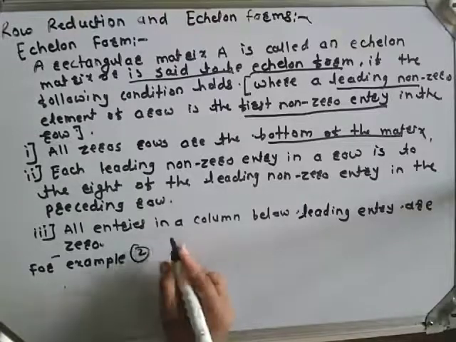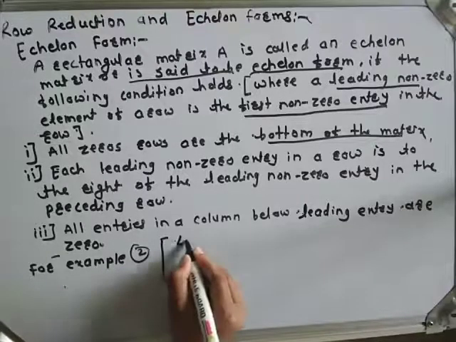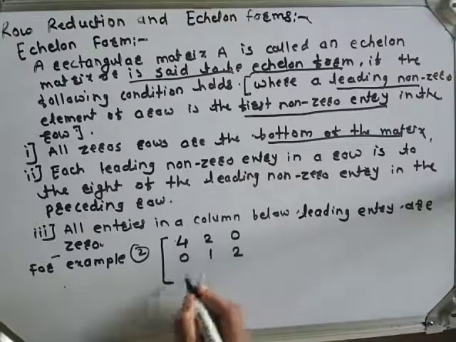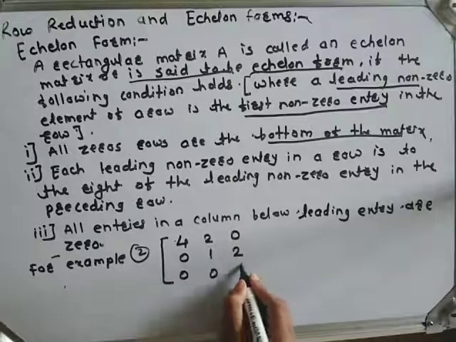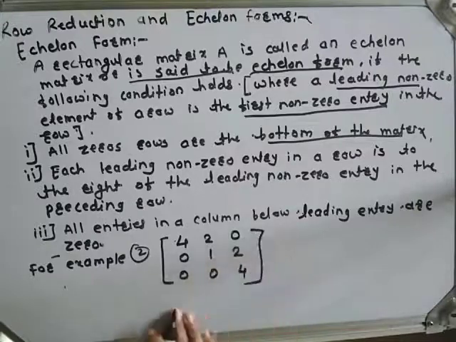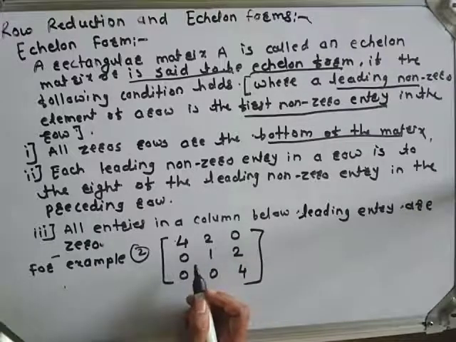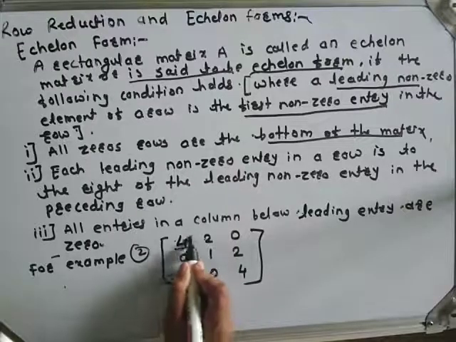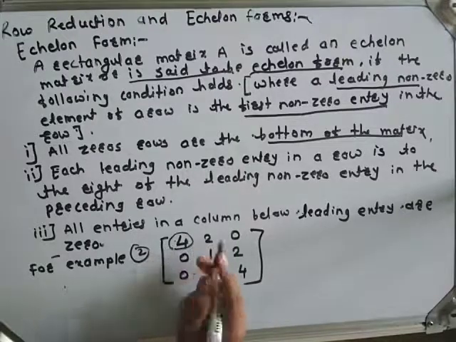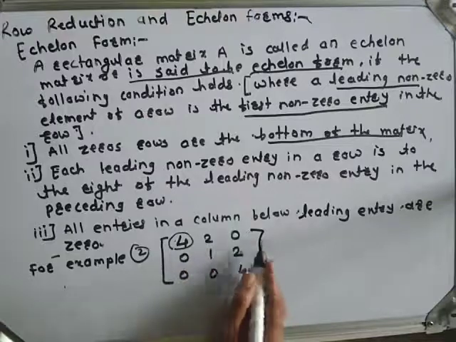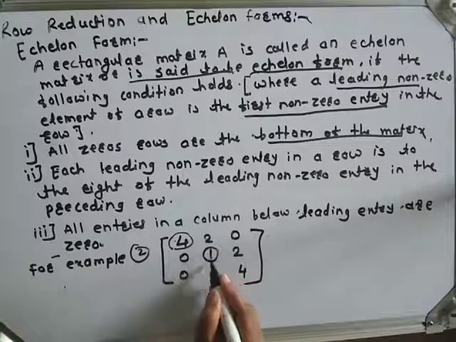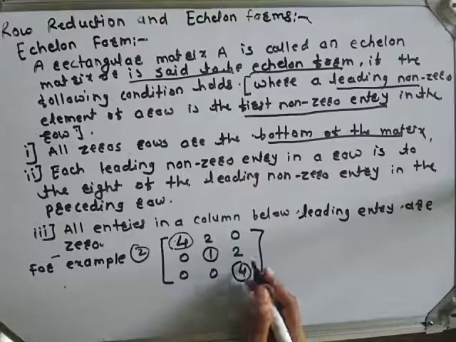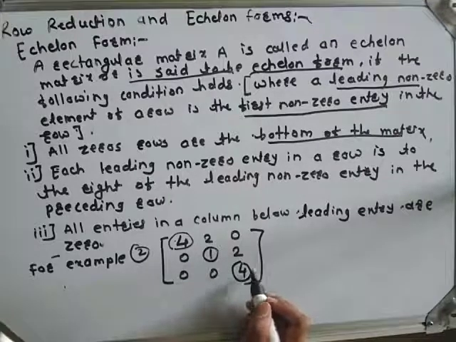Let us see the second example. Matrix 4 2 0, 0 1 2, 0 0 4. See, in this matrix, this 4 is the leading entry for the first row, 1 is the leading entry for the second row, and this 4 is the leading entry for the third row.